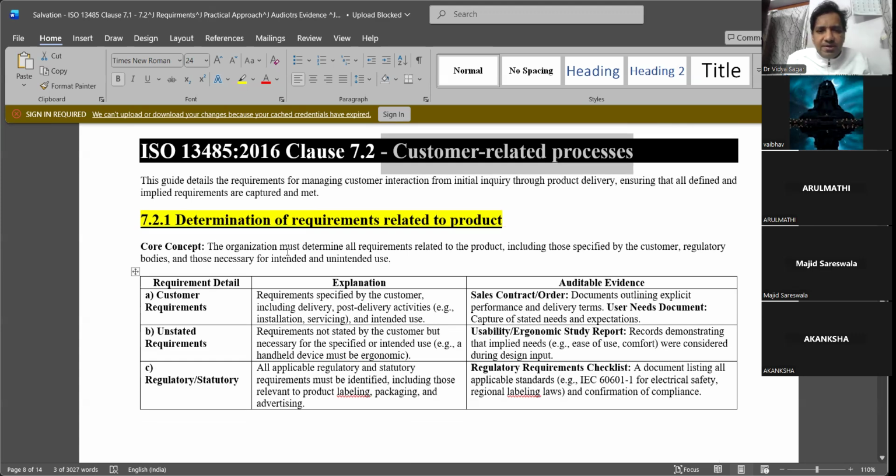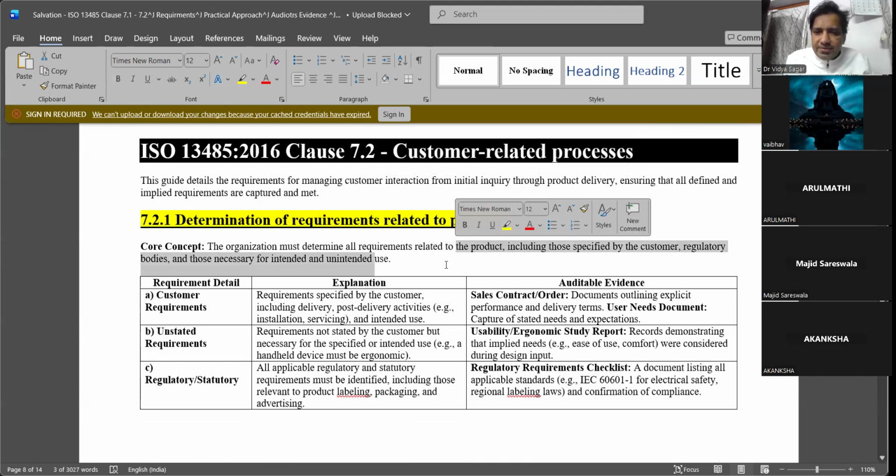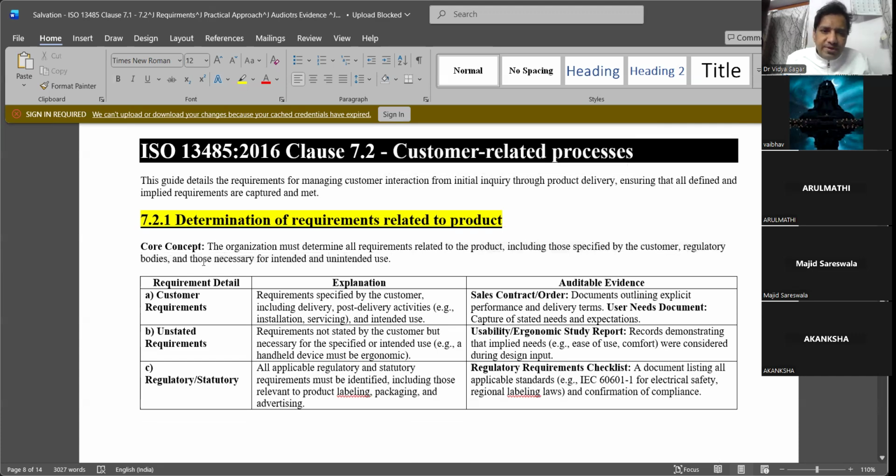The core concept is the organization must determine all requirements related to product, including those specified by the customer, regulatory bodies, and those necessary for intended or unintended use. So there are three things basically you need to understand here. One is generally we have customers of our own products which we are manufacturing.